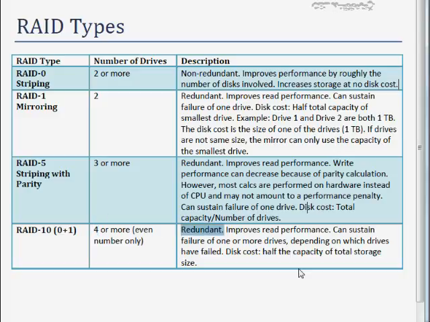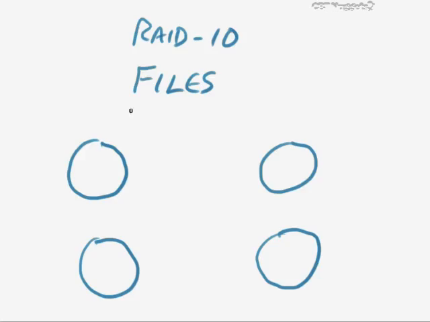This is a redundant method. It will improve your read performance somewhat, again depending upon your controller and overall bandwidth performance. It can sustain the failure of one or more drives. You could actually have, in some cases, possibly 3 drives fail and still have everything. We'll show you that here in a moment. And then the disk cost is half the capacity of the total storage size. So let's go ahead and take a look at RAID 10 here.